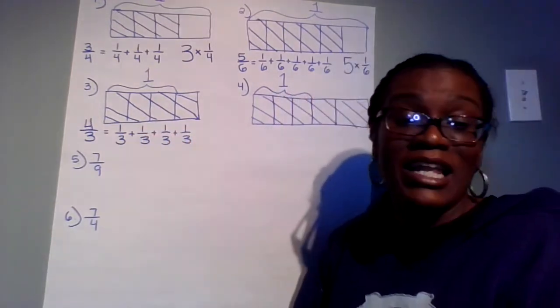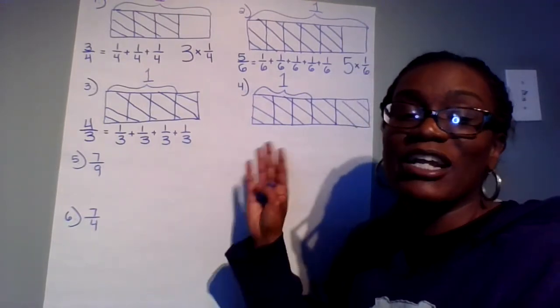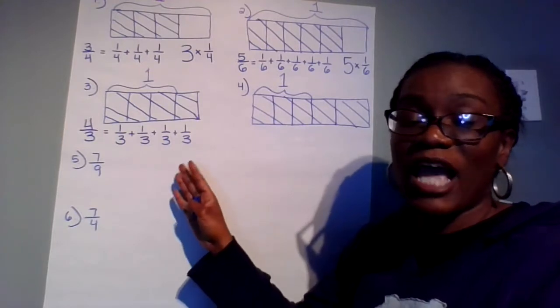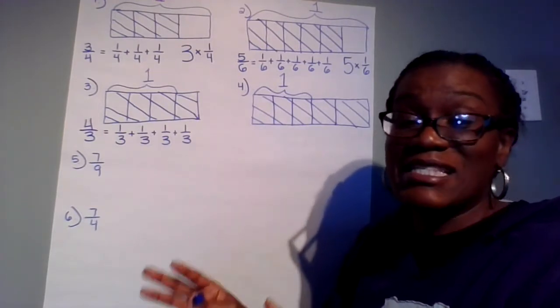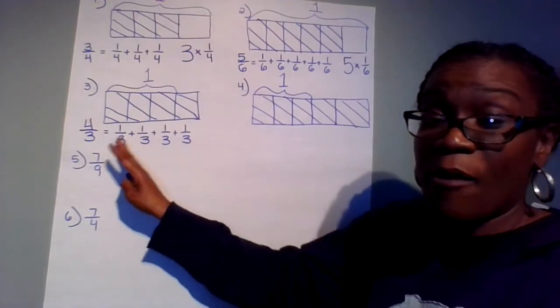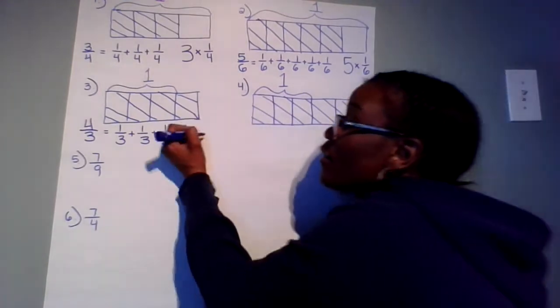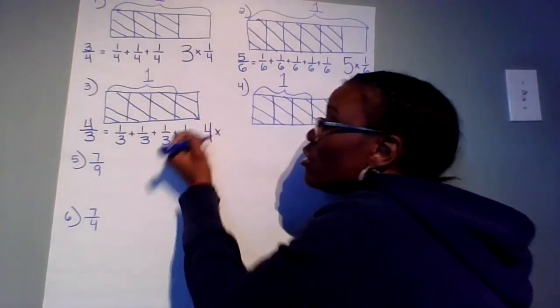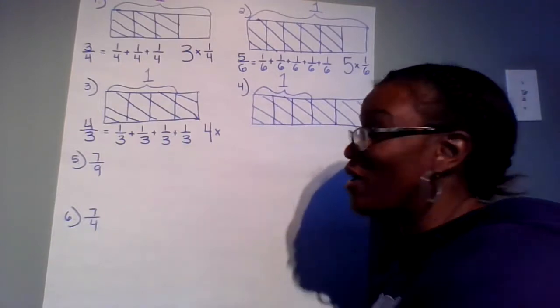And now let's change that into an equivalent multiplication problem, or an equivalent multiplication sentence. Again, how many fractions do we have? 1, 2, 3, 4. And we're going to multiply that by what fraction? That's right, 1/3.